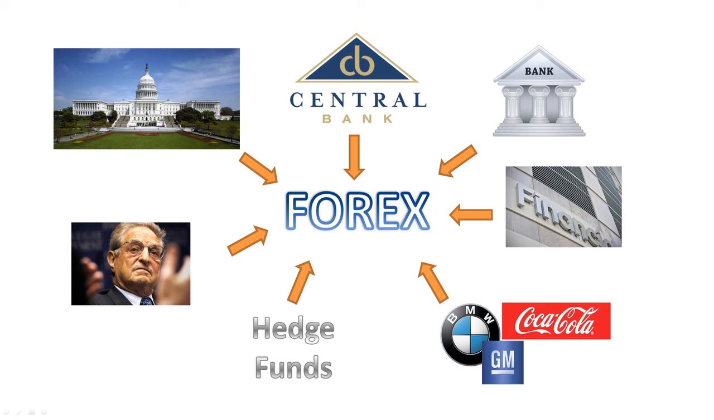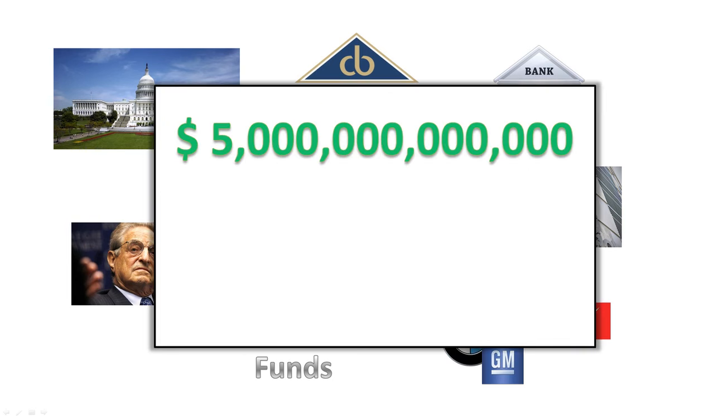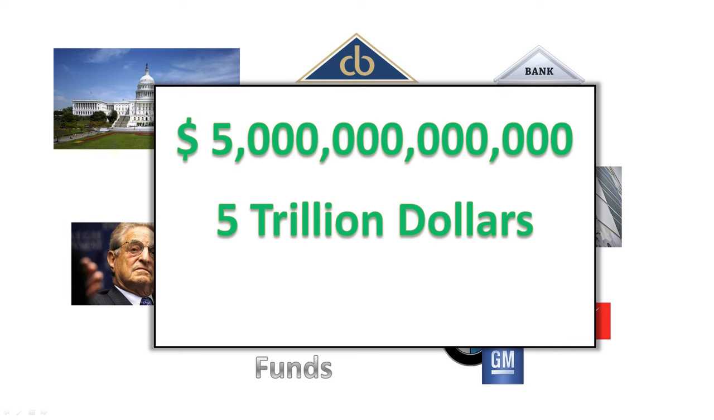So all of those participants together, as you can imagine, create massive volumes of money. And to be more precise, the volume of the Forex market is $5 trillion. That is 5 and all those zeros behind it, and that is per day. $5 trillion goes through the Forex market. That's an unbelievable amount of money.